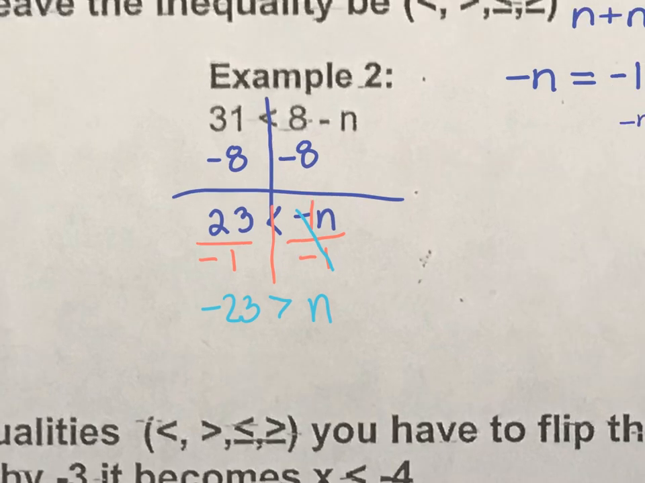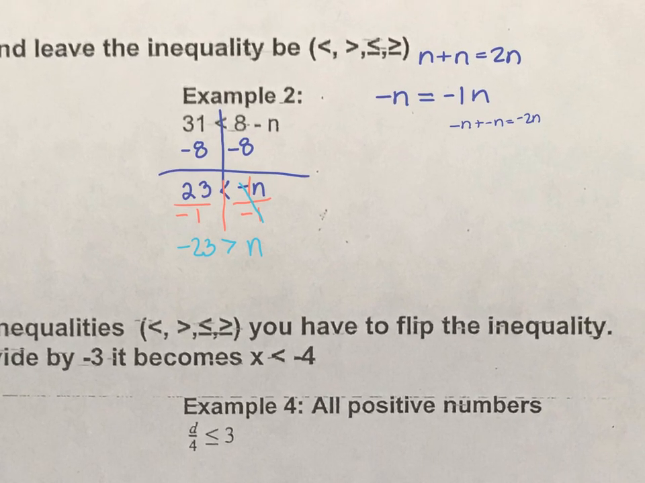Okay, if I left it the same, if I left it as negative 23 is less than n, that means n is greater than negative 23. So, for example, what's a number greater than negative 23? Positive 22, right? So let's put that in that equation. 31 is less than 8 minus 22. I'm doing it the wrong way. Give me a second to finish explaining, and then I'll answer questions. Okay, so what's 8 minus 22?